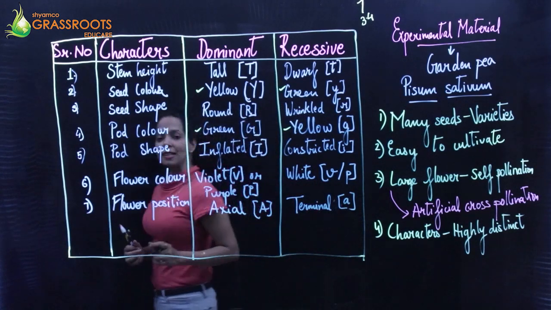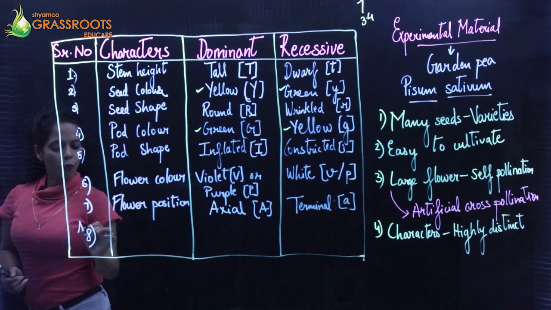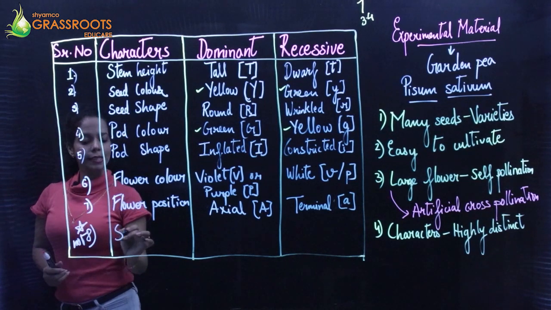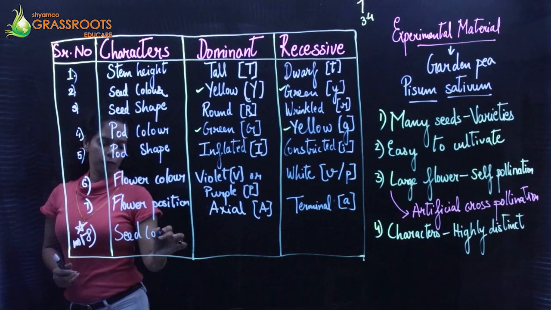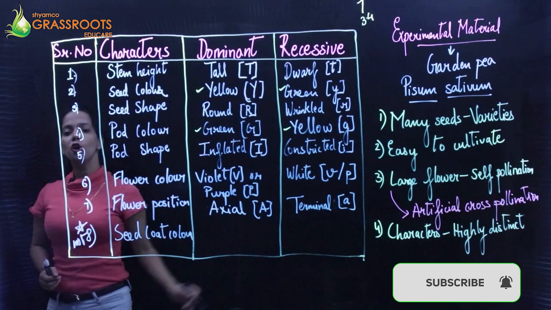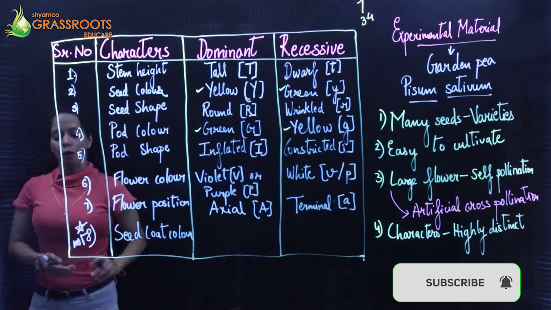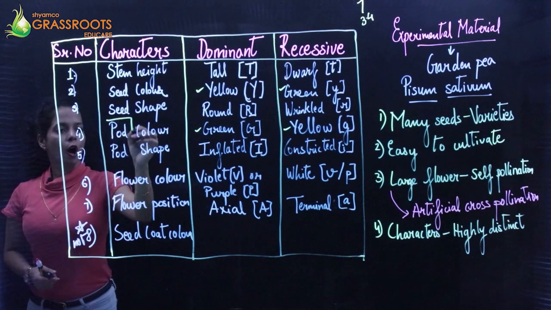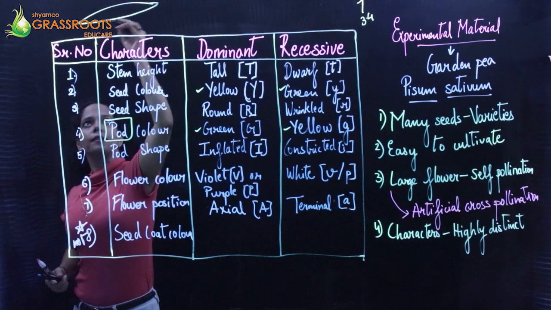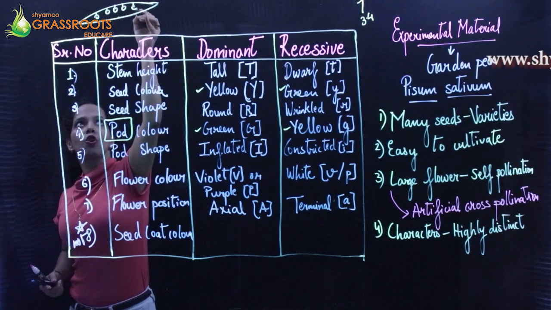Fine. So this is the list of characters. The character which was not studied by Mendel was seed coat color. Let's not go into detail about it. Only this much you have to remember. Fine. Now, speaking of pod: what is a pod? A pod is that structure in which peas are present. You must have seen it like this, peas are present. This structure is known as a pod.